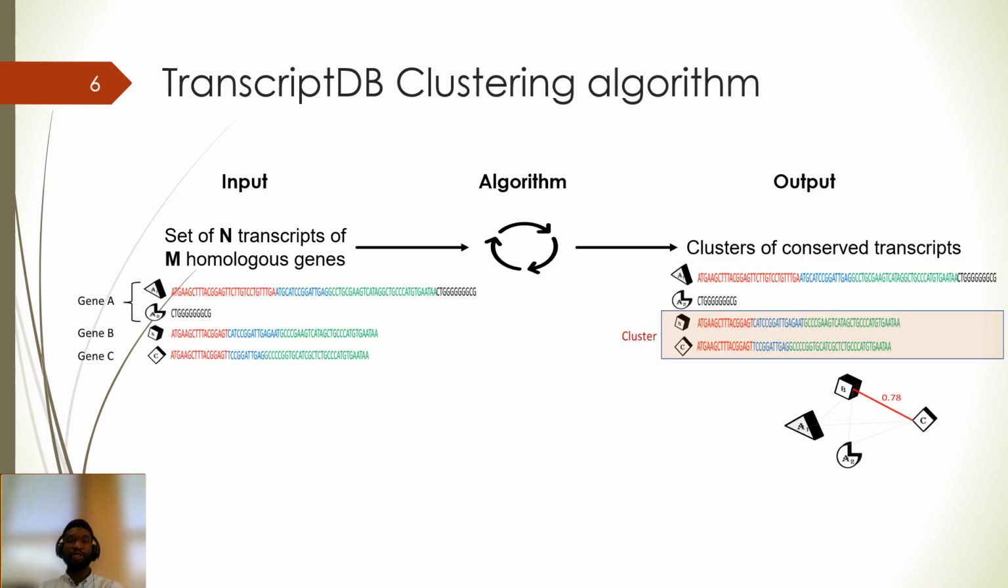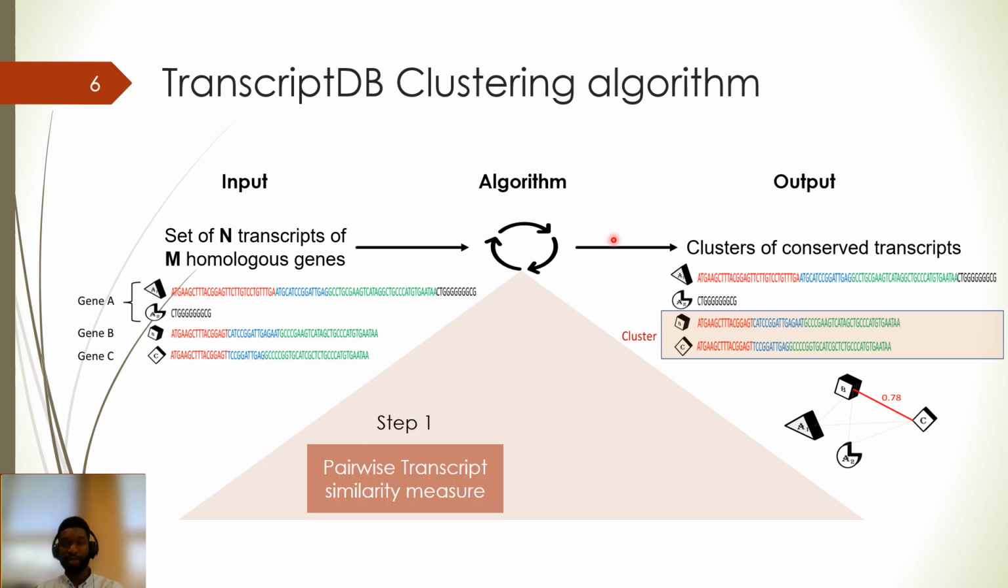So the TranscriptDB clustering algorithm is a graph clustering algorithm designed to identify conserved transcripts between homologous genes. It takes as input a set of transcripts of homologous genes and gives clusters of conserved transcripts as output. The algorithm relies on two steps. The first step is a pairwise transcript similarity measure, and the second step is the reciprocal best hit clustering.